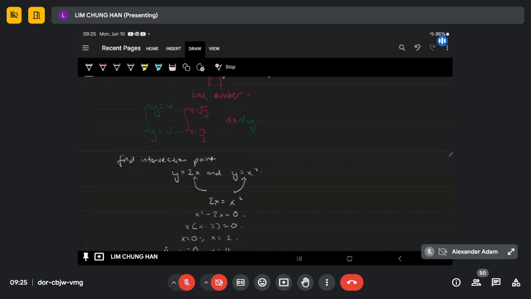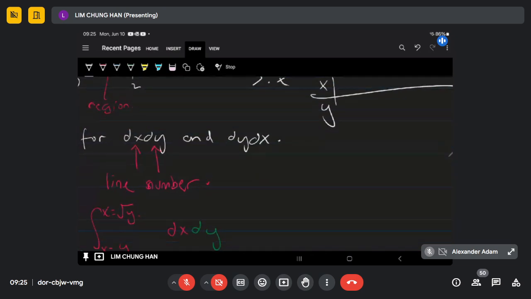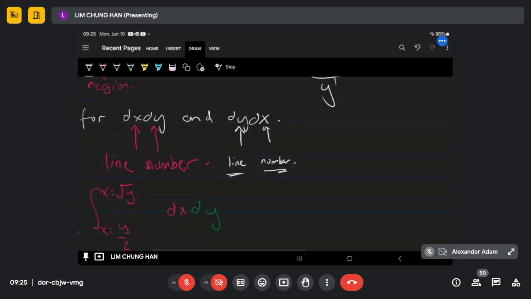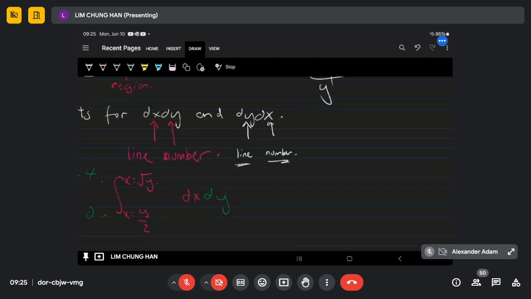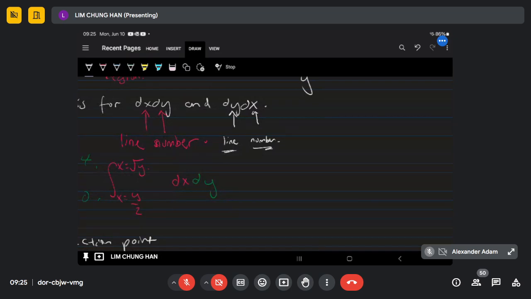So we've done dx dy. Next, we do dy dx. The thing with dy dx also is if we do dy first, then the dy you need to use the line method, and the dx you just use what I call the number method. The first one is always the line method. The second one is always the number method. It doesn't matter whether the first one is dy or dx. Now because we are doing dy first, the dy you need to use the line method.